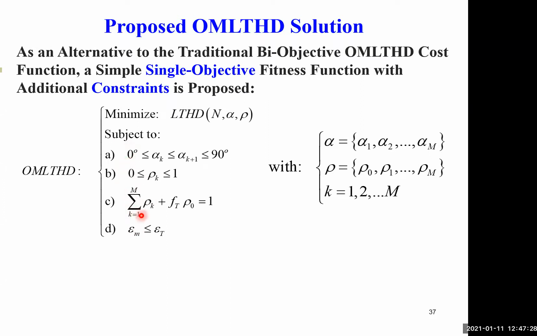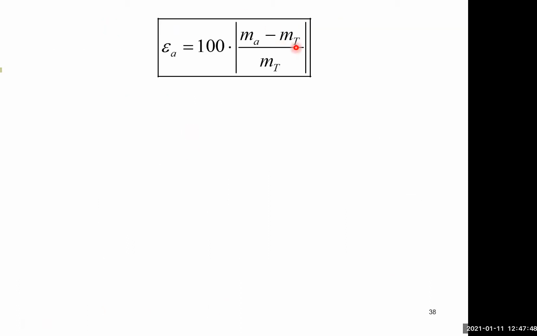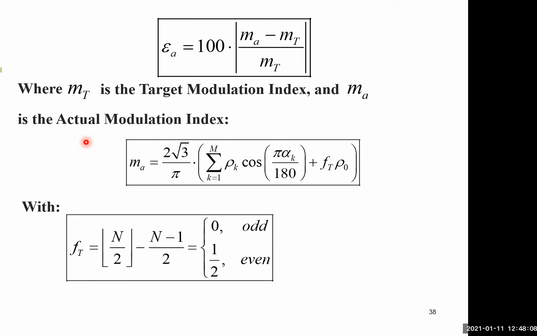The first three constraints simply set the domain for the design variables. They're not very important. The third constraint sets the modulation error requirement. So epsilon t is the desired tolerable modulation error, ME, and epsilon a is the actual ME value defined as follows, where MT is the target modulation index, and MA we already defined here. So this is the OM LTHD formulation, which is solved using MATLAB or Maple, you can solve symbolically or numerically, which again is the first ever proposed solution.